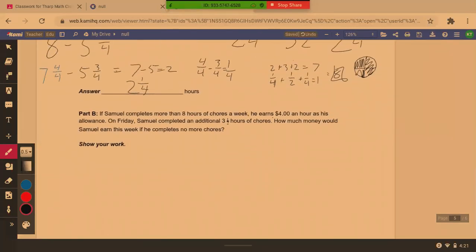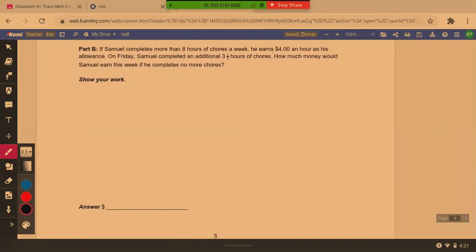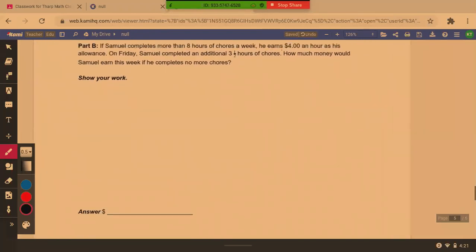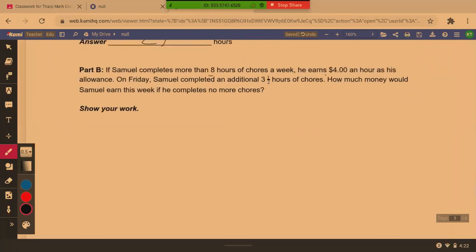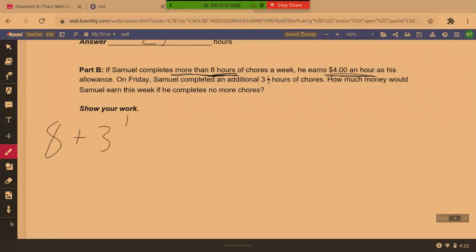Okay. Part B. If Samuel completes more than 8 hours of chores a week, he earns $4 an hour. More than 8 hours, $4 an hour. On Friday, Samuel completed an additional 3.5 hours of chores. How much more money would Samuel earn this week if he completes no more chores? So he reached 8, and then he did 3.5 hours more of chores.